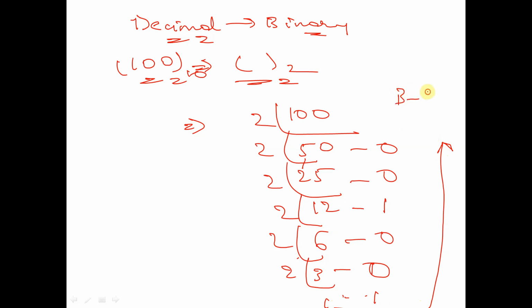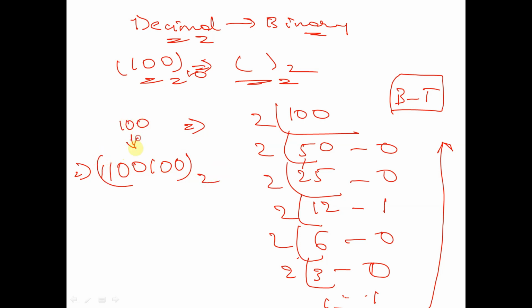Generally we get confused in this, so we should remember we will take the number from bottom to top. So finally the equivalent of 100 will be equal to 1100100 to the base 2. We should be careful here, we will generally forget whether it is from top to bottom or bottom to top. So for integers we should consider from bottom to top. So the equivalent for 100 to the base 10 is 1100100.